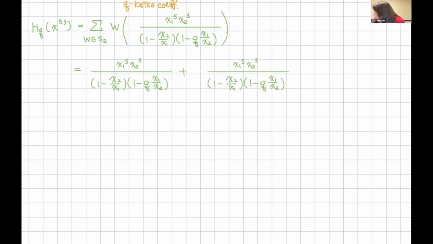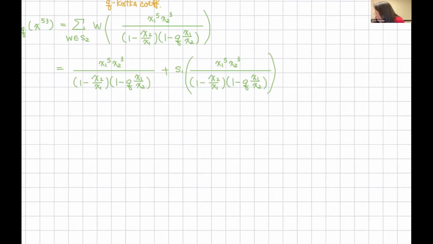If W is just S1, then we have that. So we have this guy. But what does it mean by S1 acting on it? It means that we are going to swap X1 and X2. So let's do it. Let me just do it in another step.